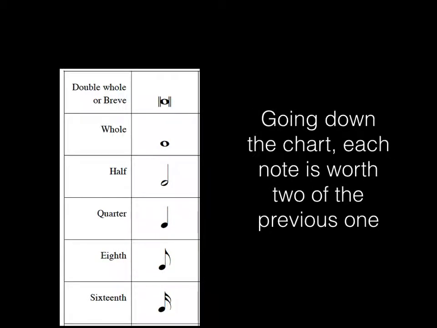Now, going down the chart, each note is worth two of the previous one. So there's two whole notes in a brev. There's two half notes in a whole. There's two quarter notes in a half. And notice how their names reflect this, that a half is a half of a whole. There's two halves in a whole. There are two quarters in a half. There are two eighths in a quarter.